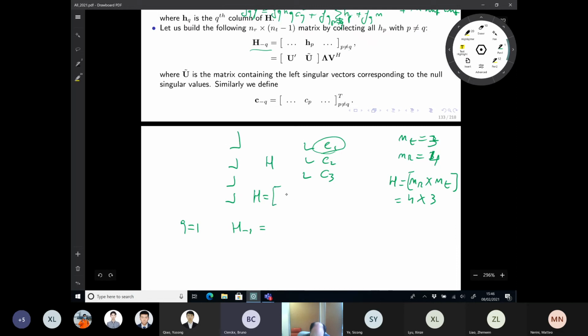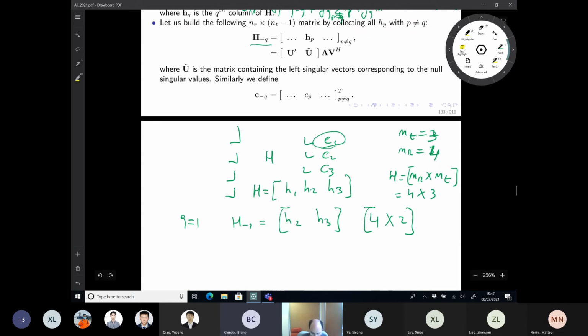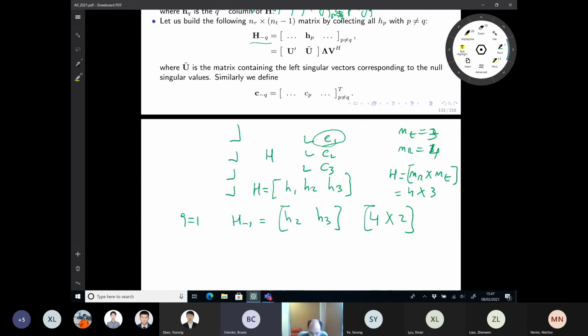H is H1, H2, and H3. H minus 1 is H2 and H3. What's the dimension of this? 4 by 2. Okay, I have a 4 by 2 matrix here, and I can do an SVD. If I have 4 by 2, I can write a matrix here that will be a 4 by 4, a matrix here that will be a 4 by 2, and a matrix here that will be a 2 by 2. Right singular vector, left singular vector, singular values.